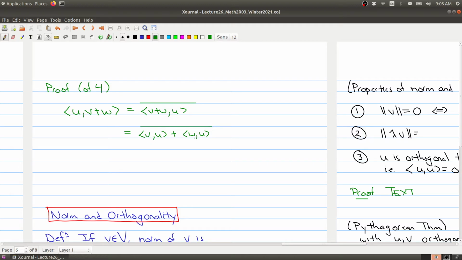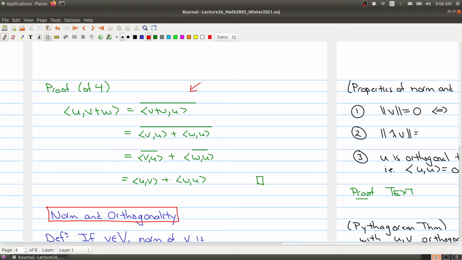Now these are two complex numbers, and you're taking the conjugate. Via the properties of complex numbers, this is the same thing as the conjugate of this number plus the conjugate of this number. And then you can flip them around again, so this is equal to the inner product of u and v plus the inner product of u and w. That's all that we needed to prove, because we wanted to show that we had this additive property in the second spot.